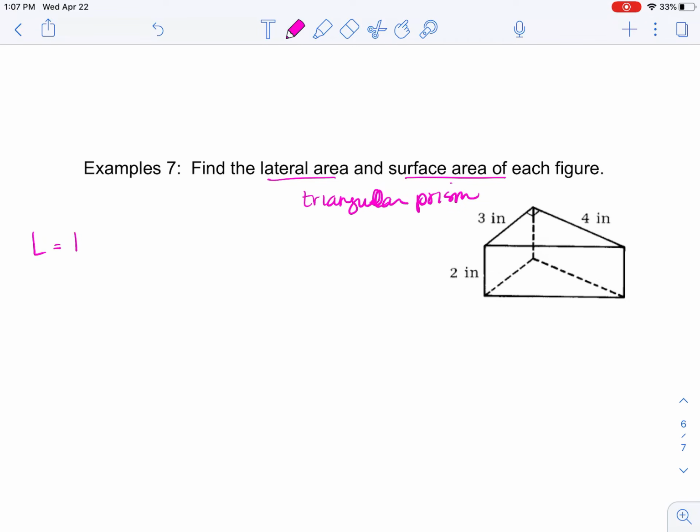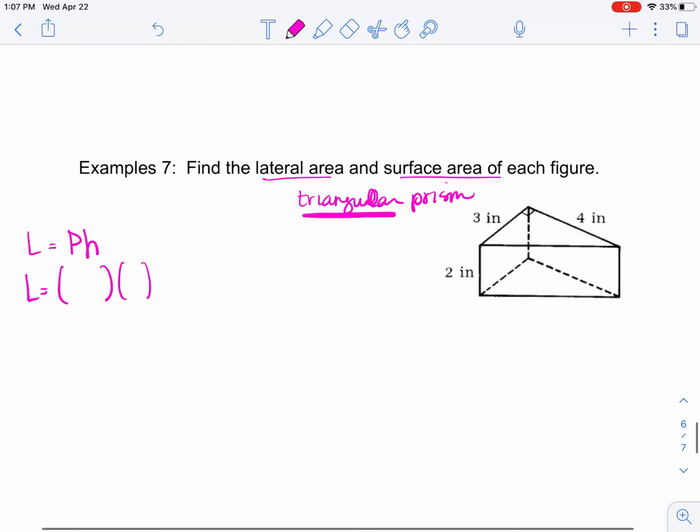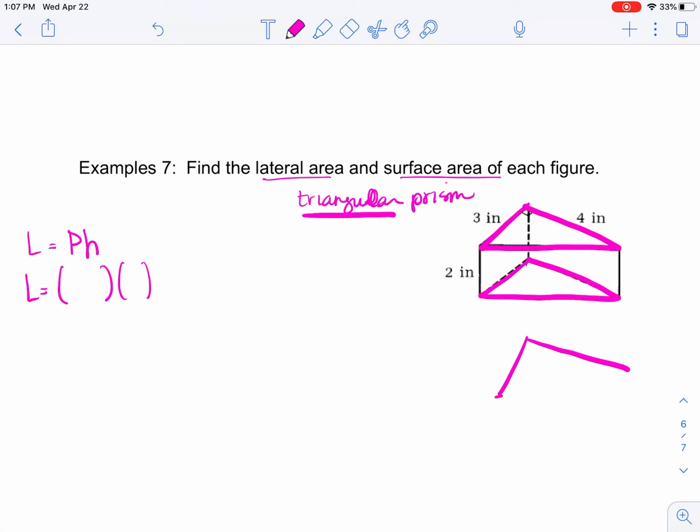So let's start with lateral area, perimeter times height. I need the perimeter of the base. I need the height of the prism. So first off, what is the base? I need to know the shape, because I have to find the perimeter of it. So this is a triangular prism, so the base is a triangle. So you could either use this one or this one down here. Okay, so once again, I have to draw it off to the side.